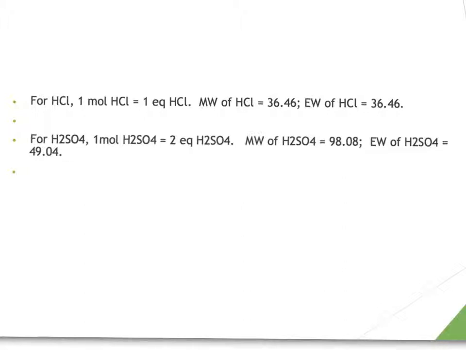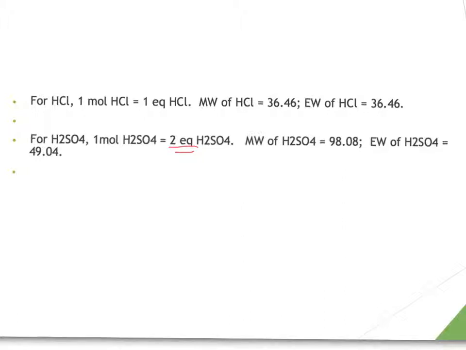36.46. For H2SO4, 1 mole of H2SO4 equals 2 equivalents of H2SO4 since 2 hydrogens are present in the formula. The molecular weight of H2SO4 from the periodic table is 98.08. The equivalent weight of H2SO4 would be 98.08 divided by 2, thus 49.04. The 2 comes from our number of equivalents.